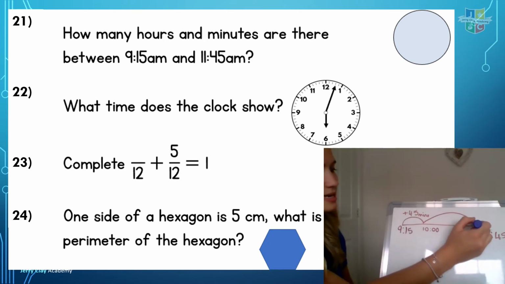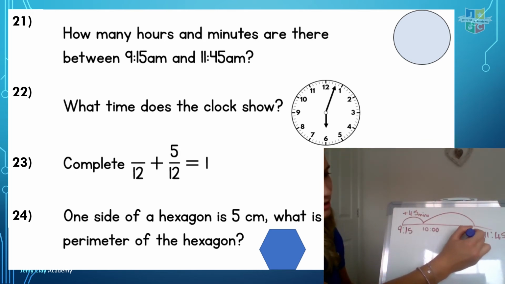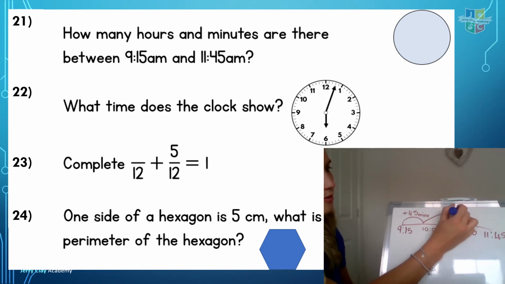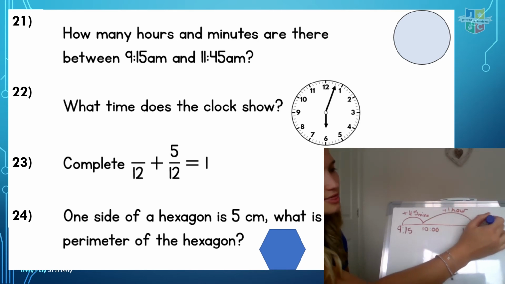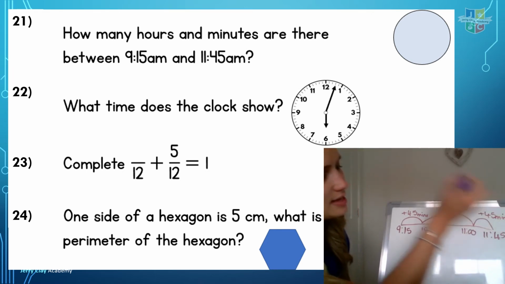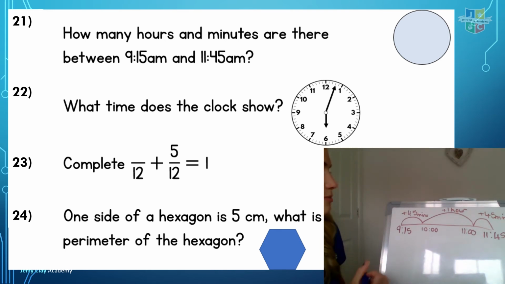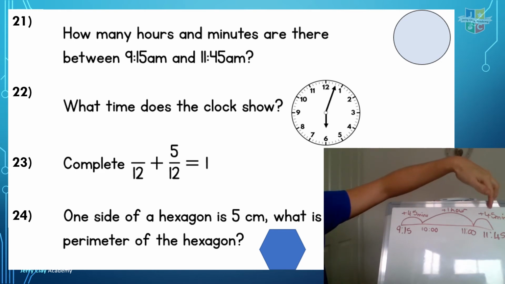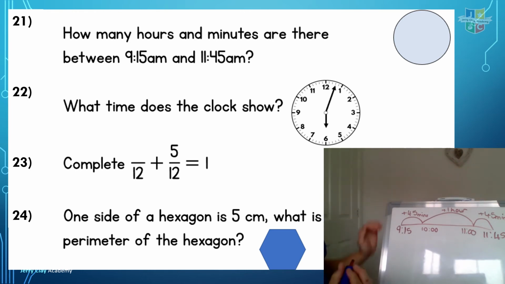Then I'm going up to my next hour, which is 11. So I'm adding 1 hour. And then finally, I want to get from 11 to 11:45. So again, I'm adding 45 minutes. Now I need to add them all together. So I've got 1 hour, but then I've got 45 add 45. Well, 5 add 5 is 10. Add 40 is 50. Add 40 is 90 minutes.